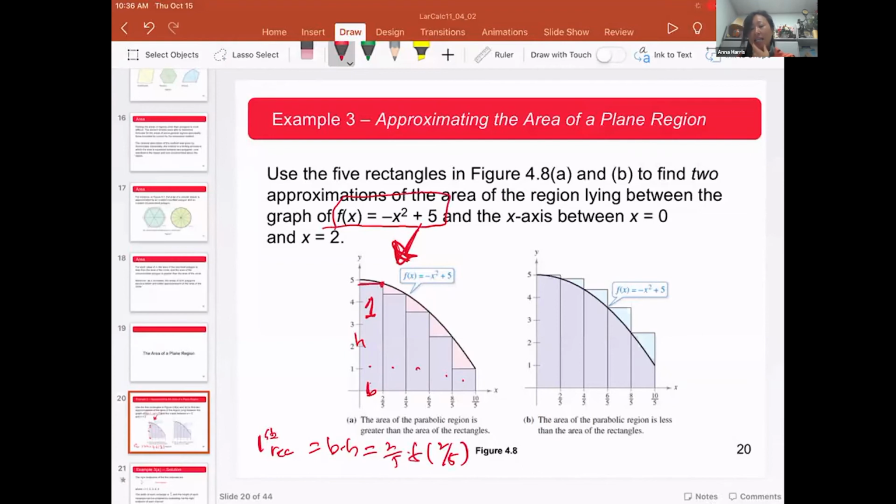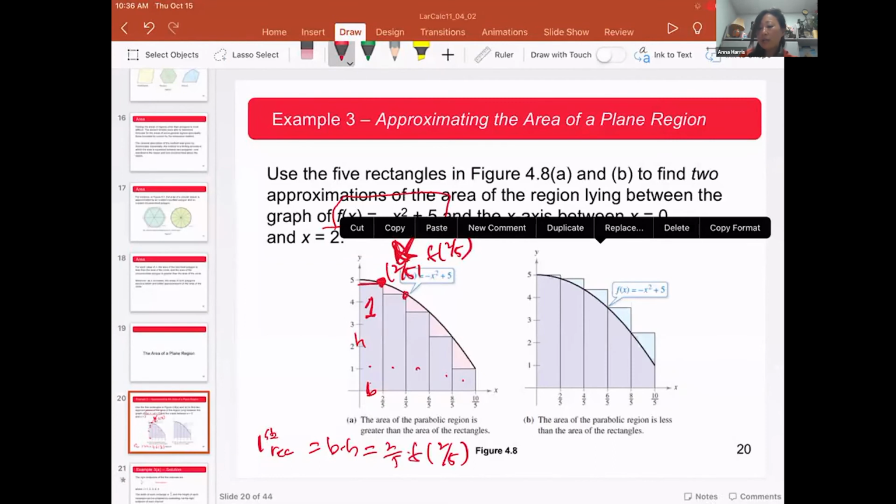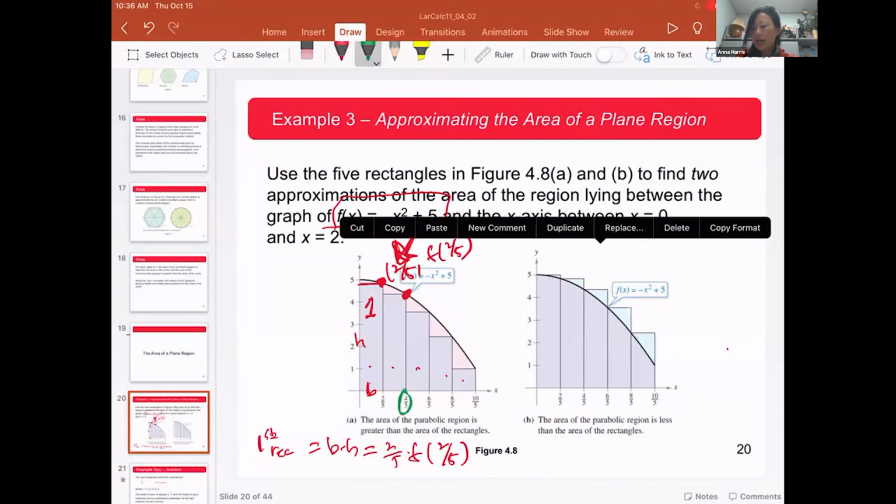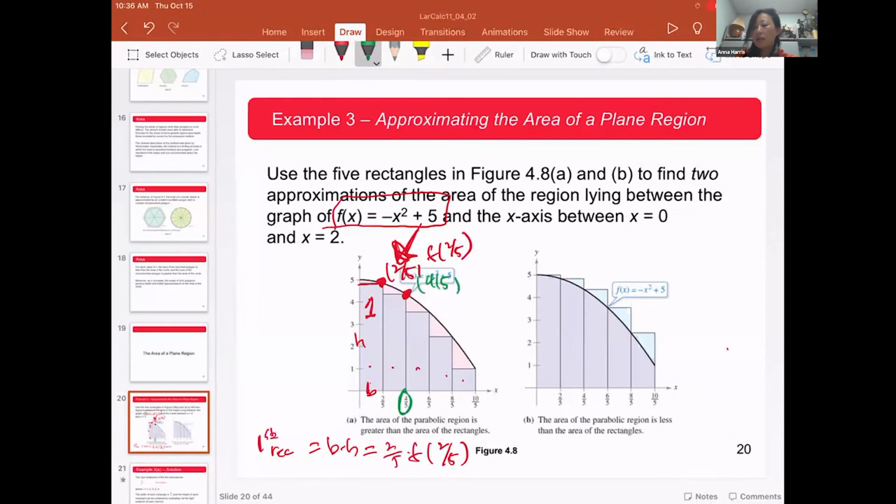Okay, my height is right here. My x is 2/5. The f is what? The y value is what? f of what? 2/5. What's my point right here? How can you find the point right there? That point right here would be, look at this, that's my x value. So it'd be 4/5, and then what? f of 4/5.